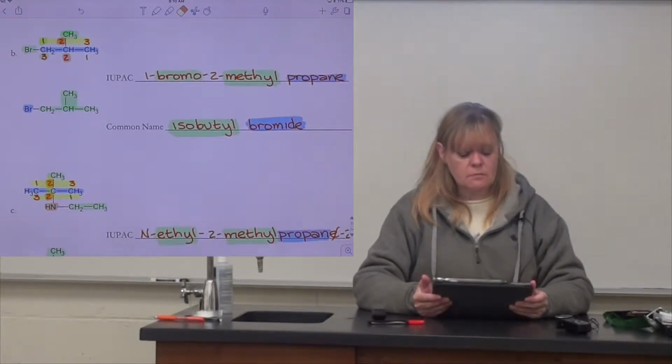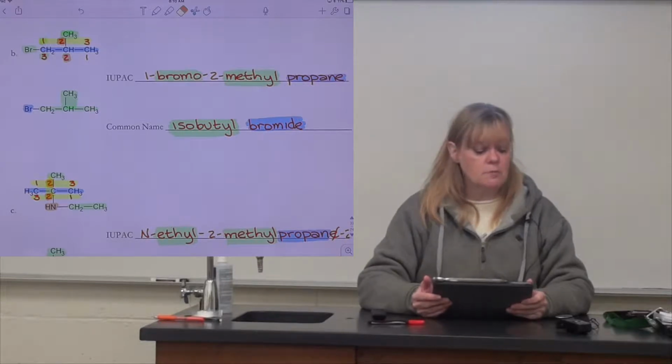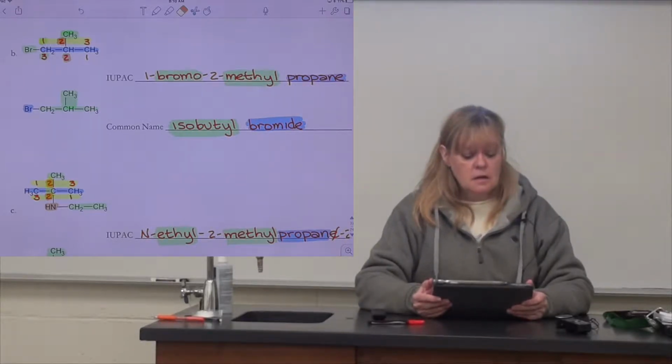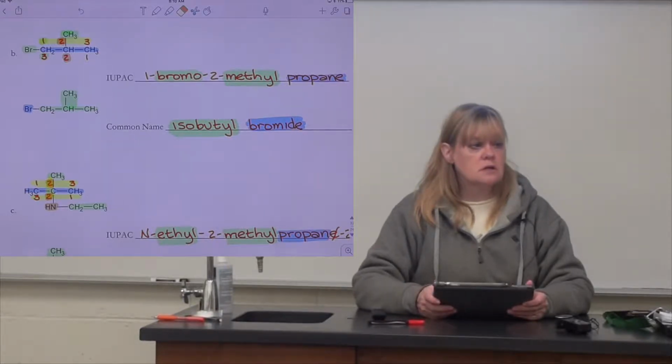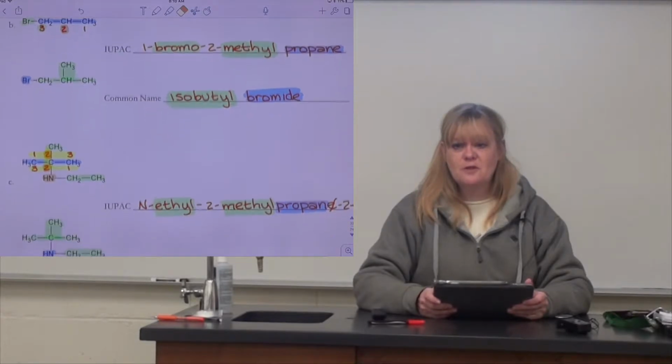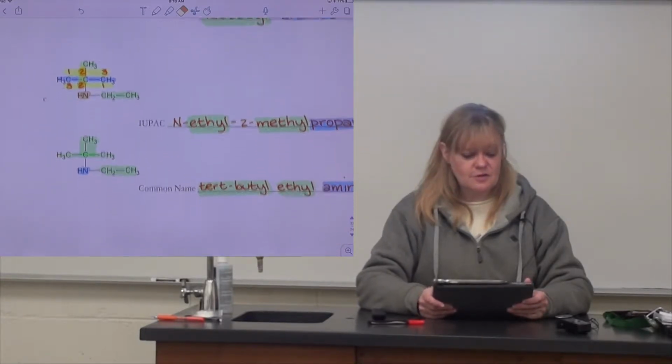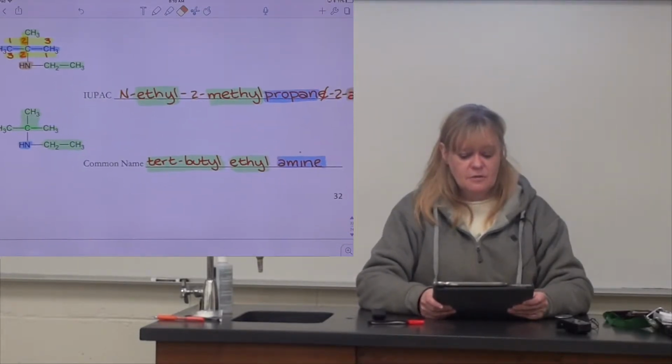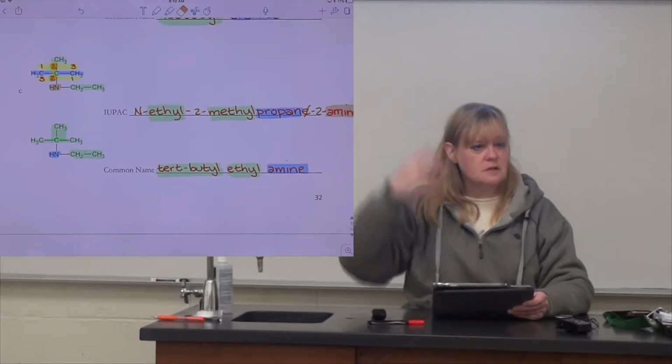B is 1-bromo-2-methylpropane. And then the common name is isobutyl bromide. Any issues? Don't forget to go back over your common name structures if they're back in the ratty part of your dustbin in your brain.